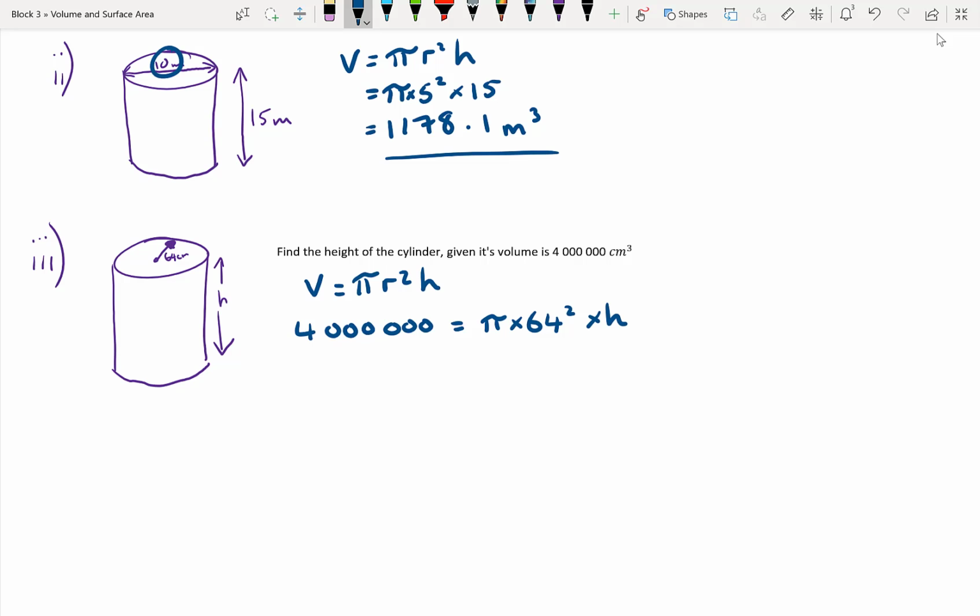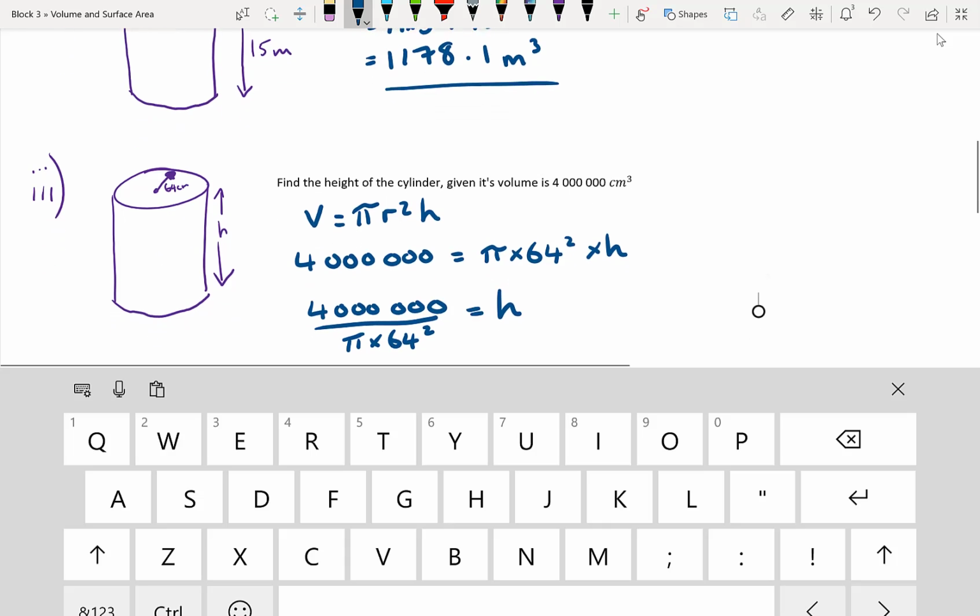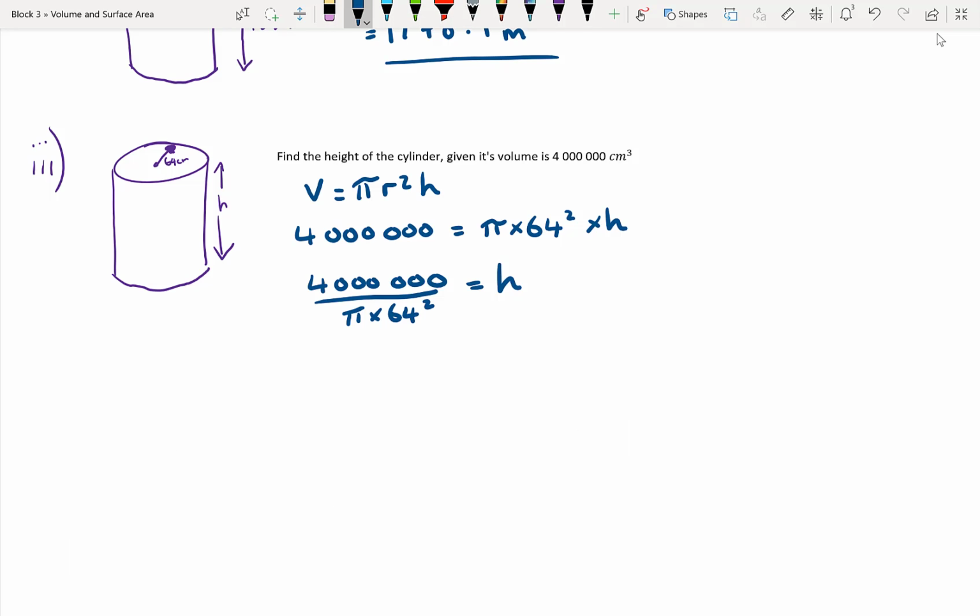What I want is to find height on its own. Based on who has taught you up until now, we're either going to take pi times 64 squared over to the other side and divide, or we're going to divide both sides by pi times 64 squared. Either way, we get 4 million divided by pi times 64 squared equal to h. And when we chuck that into our calculator, we should find we get an answer of 310 centimeters.